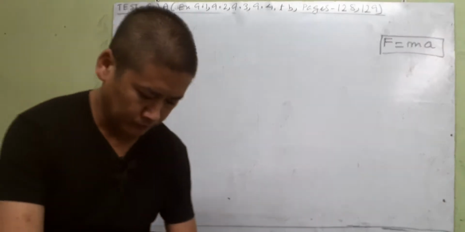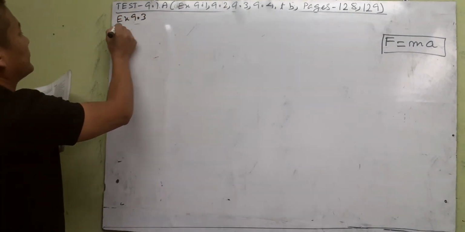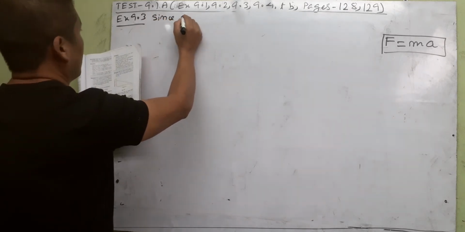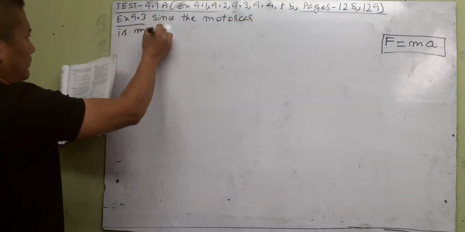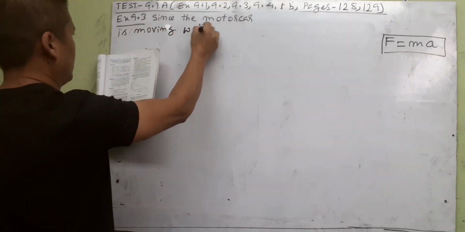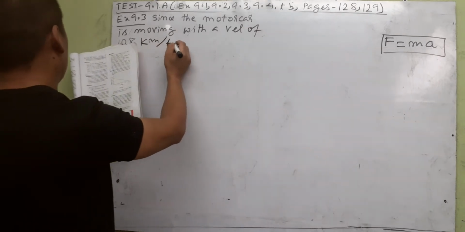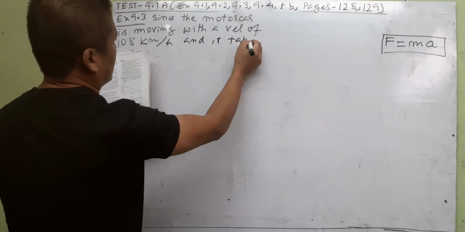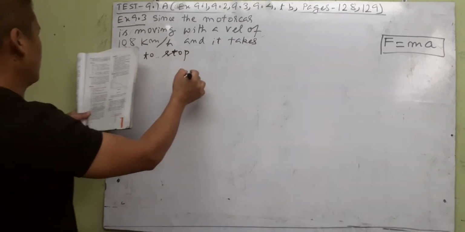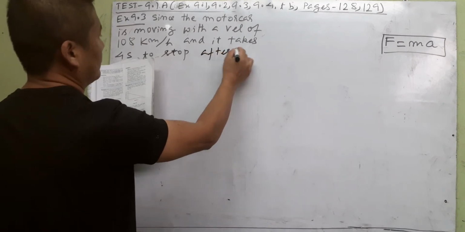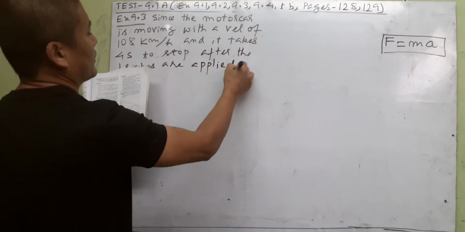Let me read the question for us. Motor car is moving with a velocity of 108. Okay, so let's just write down example 9.3. The motor car is moving with a velocity of 108 kilometer per hour, and it takes 4 seconds to stop after the brakes are applied. So from this statement, first sentence of the question, what can you get out?